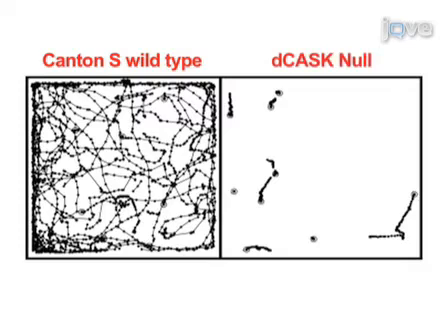Here is a representative result from this assay. The figure on the left shows traces from wild-type Canton S organisms, while the figure on the right shows flies null for the DCASC gene, which were generated by crossing 2 large overlapping deletions. As you can see, in our paradigm, the DCASC null flies show greatly decreased locomotion compared to Canton S, which has already been reported in the literature using a different type of locomotor assay.